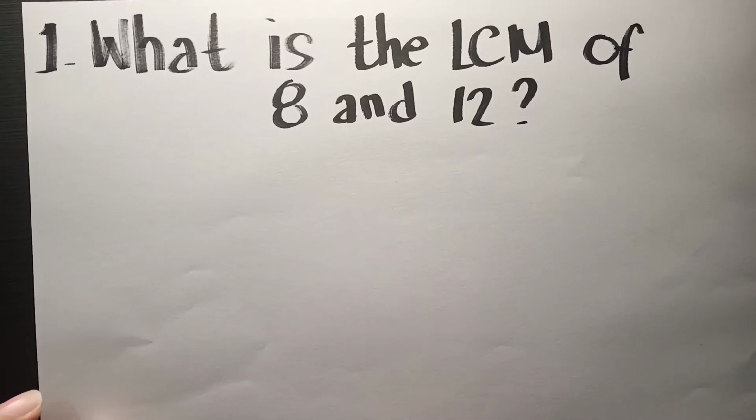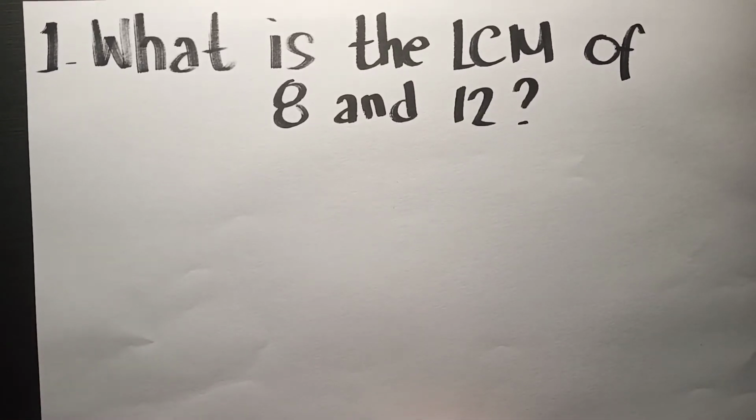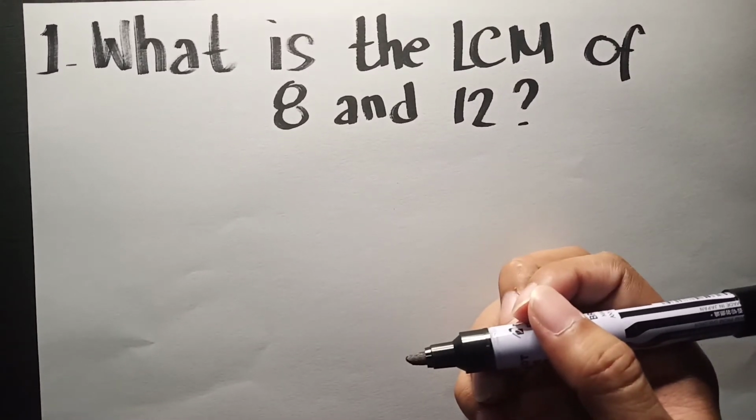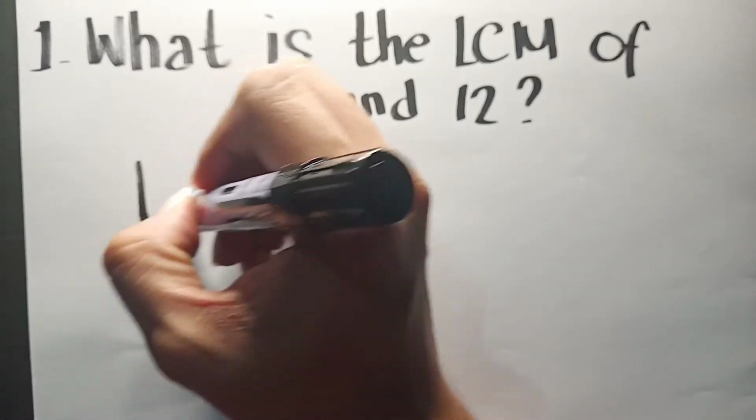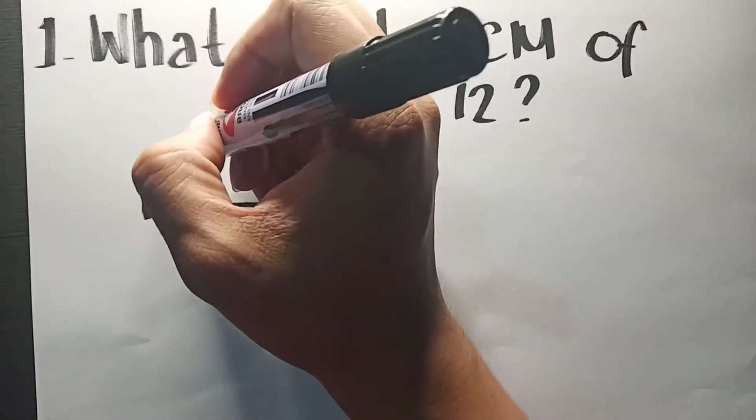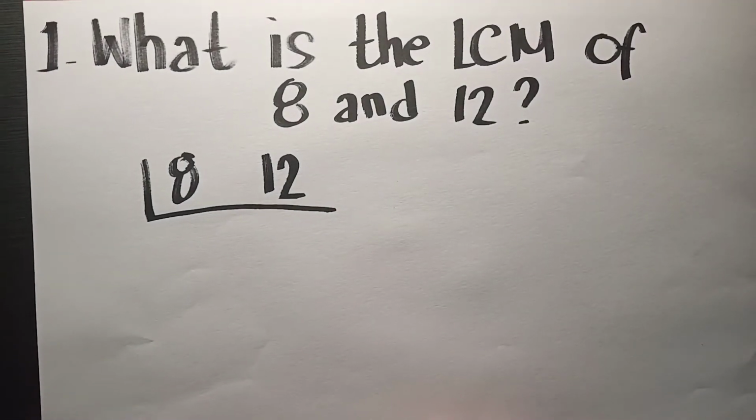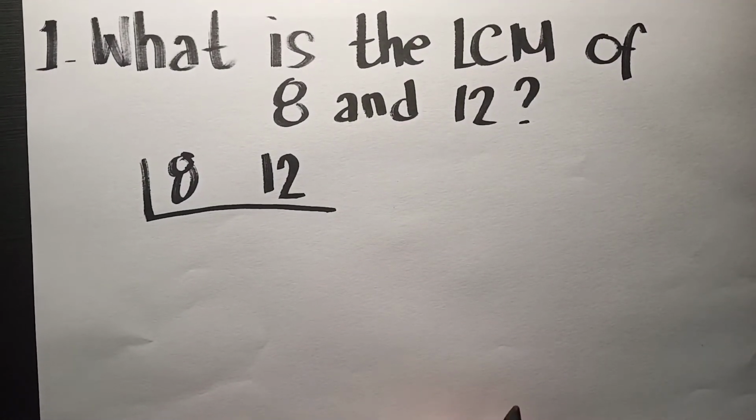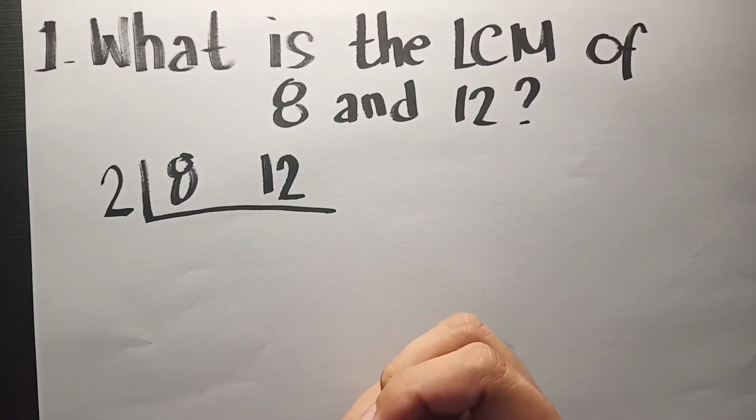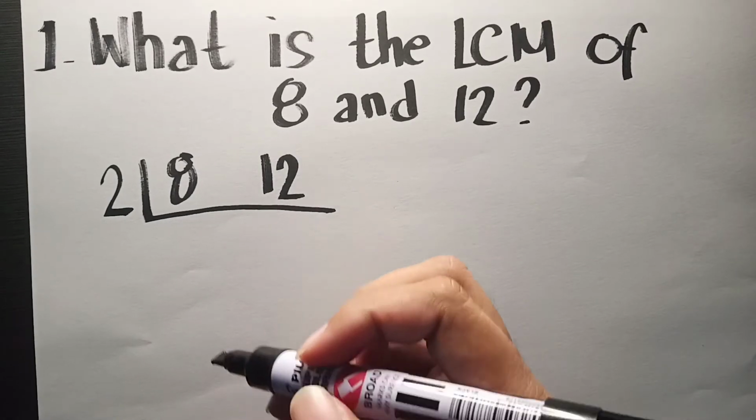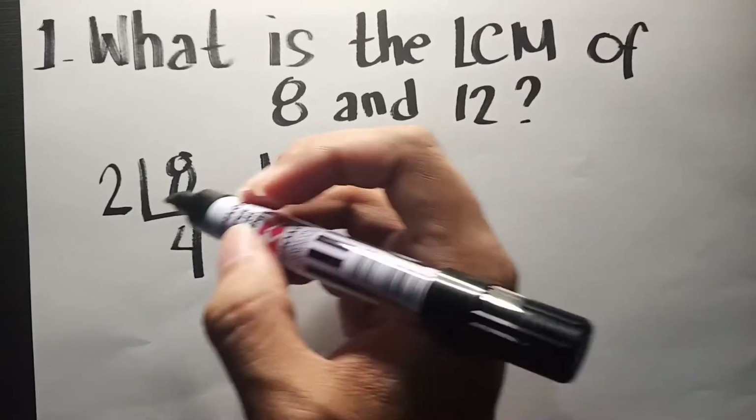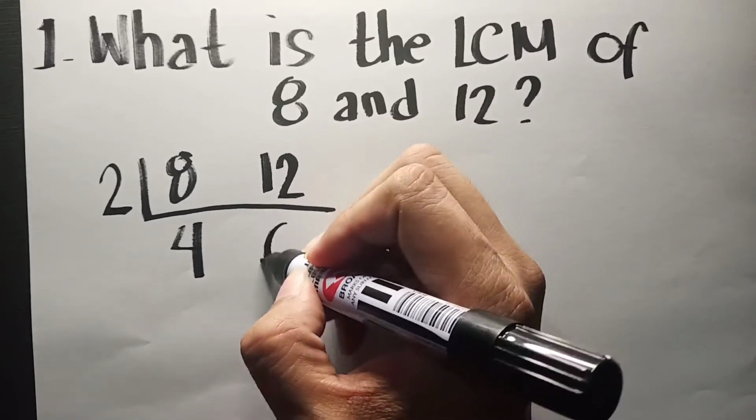For example number 1, what is the LCM of 8 and 12? Using the ladder method, we just put the two numbers in a ladder, that is 8 and 12. Then we divide the two numbers simultaneously by a common factor. We can start by dividing by 2. So 8 divided by 2 is now 4, and 12 divided by 2 is now 6.